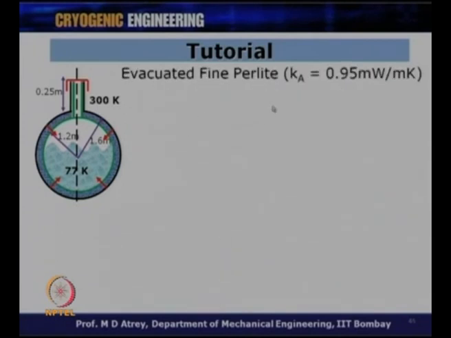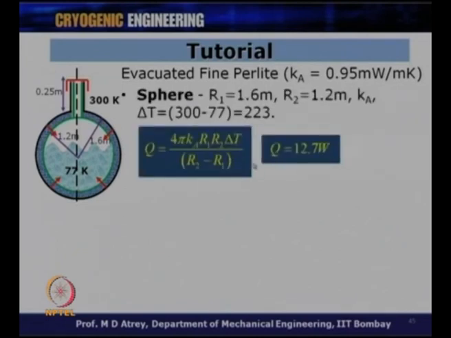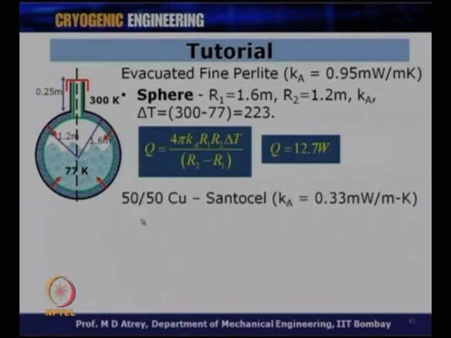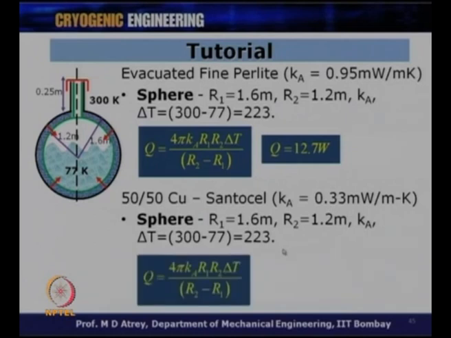Now, let us go to evacuated fine perlite, where Ka is equal to 0.95, and put the formula in again. I get Q equal to only 12.7 watts in this case. So, evacuated fine perlite is much better than having vacuum alone. That is what we have said earlier, and we have just proven it here. And if I go for copper santosil, opacified powder, my Ka is going to be further reduced to 0.33, and if I apply the same formula, my Q is 4.41 watts only, which shows that copper santosil or opacified powder is going to be much better for this.